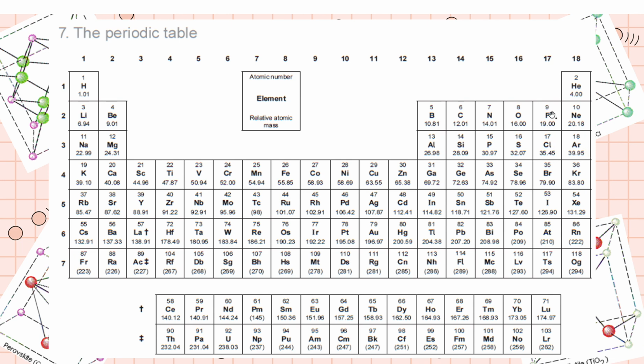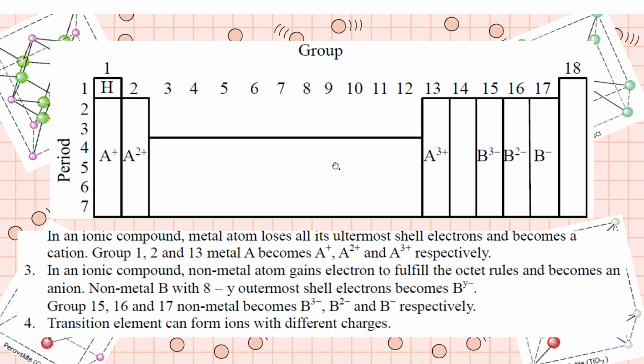So fluorine, chlorine, bromine want to get one more electron and become fluoride, chloride, bromide, with a minus charge. Oxygen and sulfur want to get 2 minus. Nitrogen and phosphorus want to get 3 minus. And this is the table. It's a rule you need to remember.